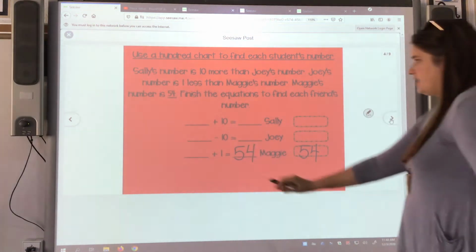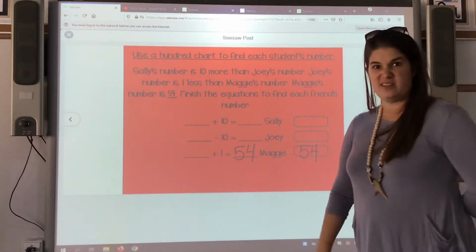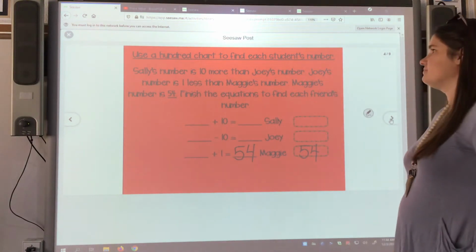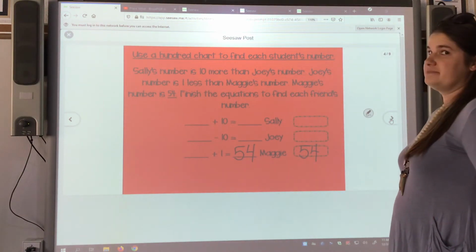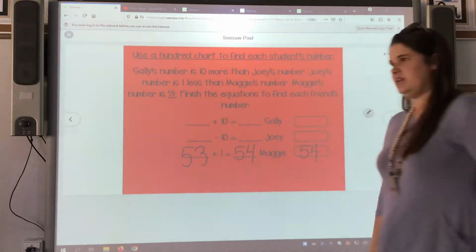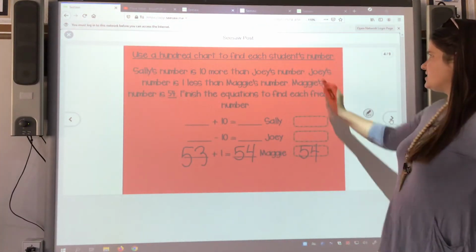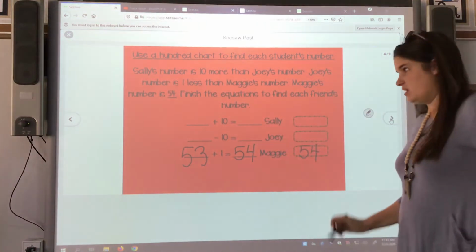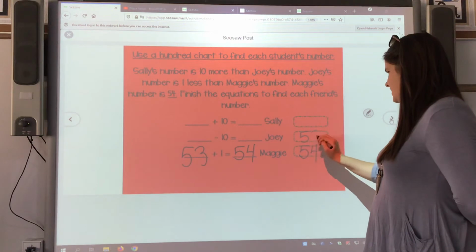So I know that Maggie equals 54. So what number plus 1 is equal to 54? 53 plus 1 equals 54. So it says Joey's number is 1 less than Maggie's number. So that means Joey's number must be 53.